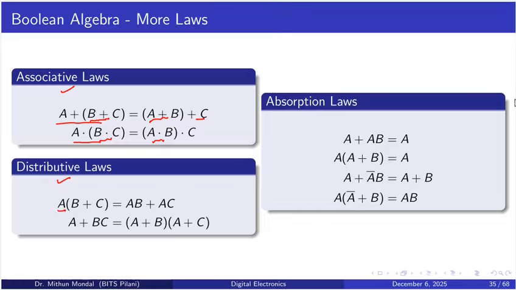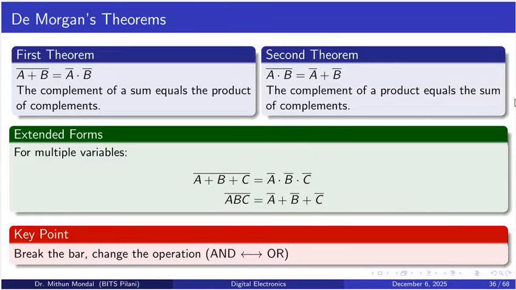Similarly, in the distributive law, we are distributing the variables which are in the bracket. So we have a into b plus c, which gives ab plus ac. Similarly, we can write a plus bc as a plus b multiplied with a plus c. The absorption law: a plus ab is equal to a, a into a plus b is equal to a, a plus a bar b is equal to a plus b, and a into a bar plus b is equal to ab. These laws are important in Boolean algebra because we will see how they are used to simplify our expression. What is De Morgan's theorem?